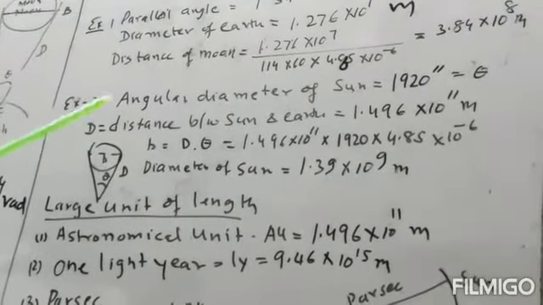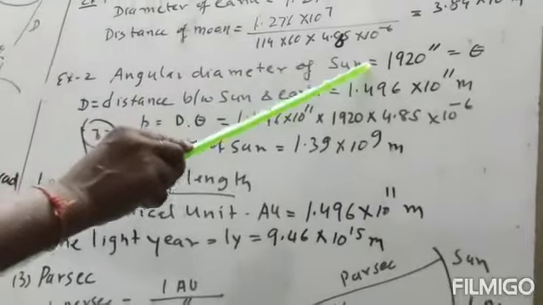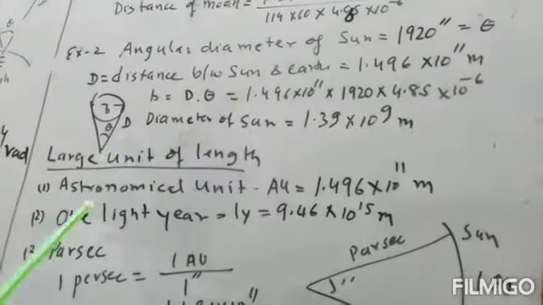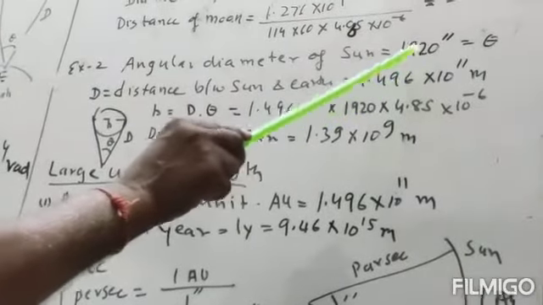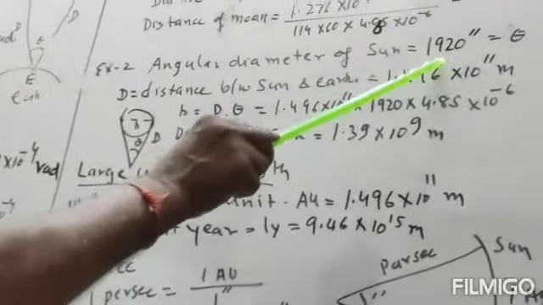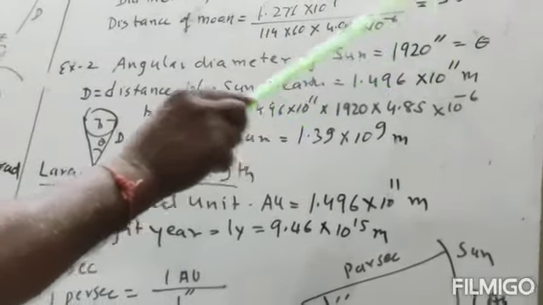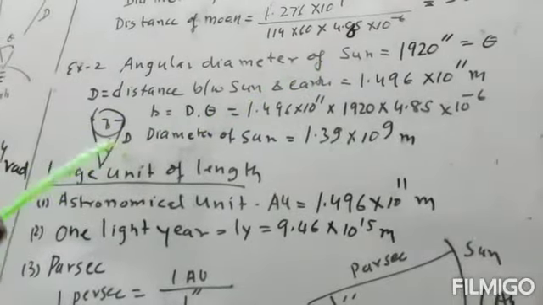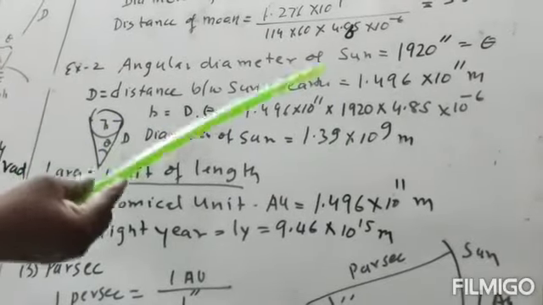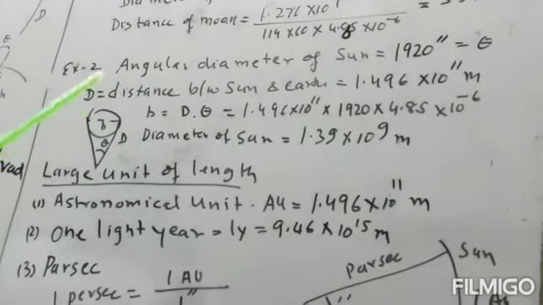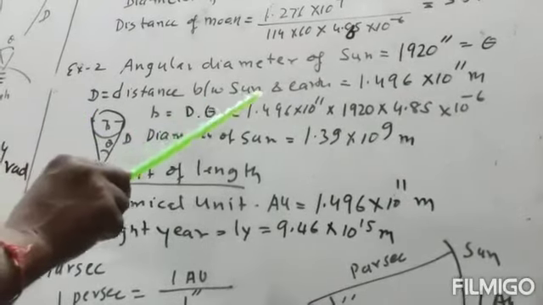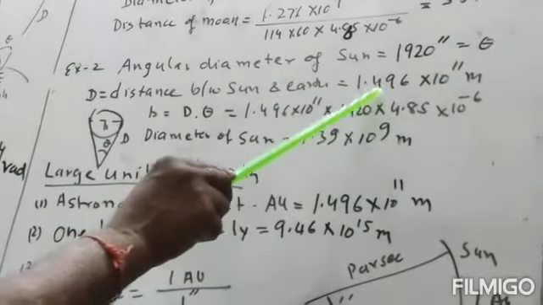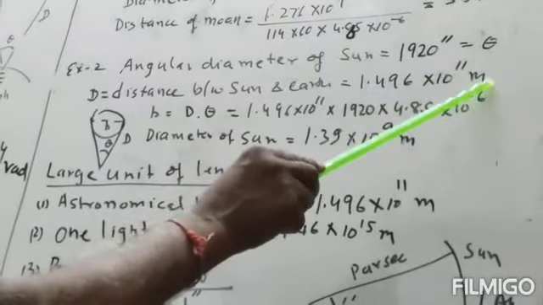Now if the angular diameter of sun is given and it is equal to 1920 second. This is the angular diameter. Angular diameter means the angle, that is the parallax angle. One and the same thing. Angular diameter means the angle subtended by the diameter. So that is your parallax angle. And capital D, the distance between sun and earth is given. It is equal to 1.496 into 10 raised to 11 meters.